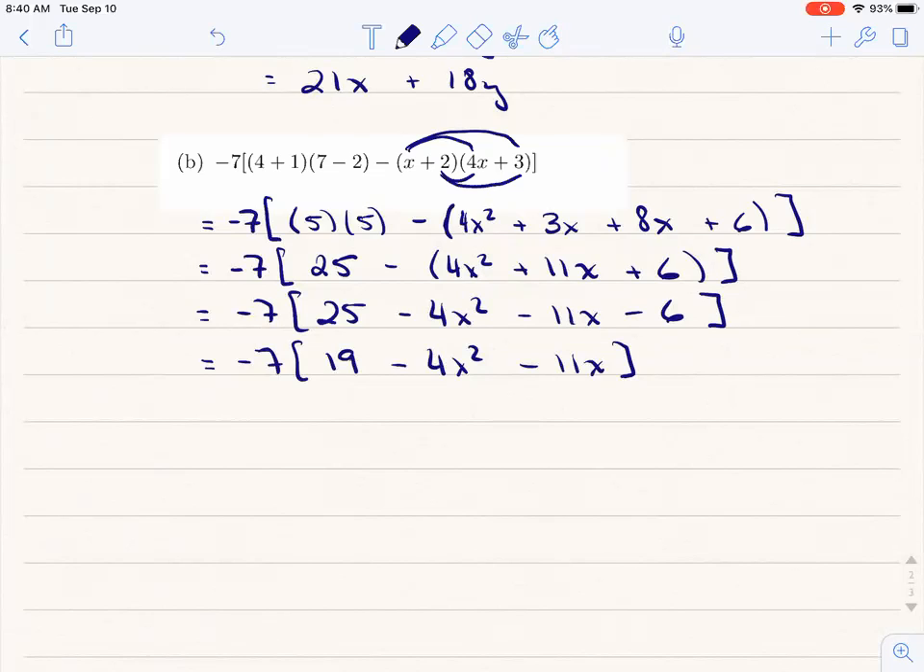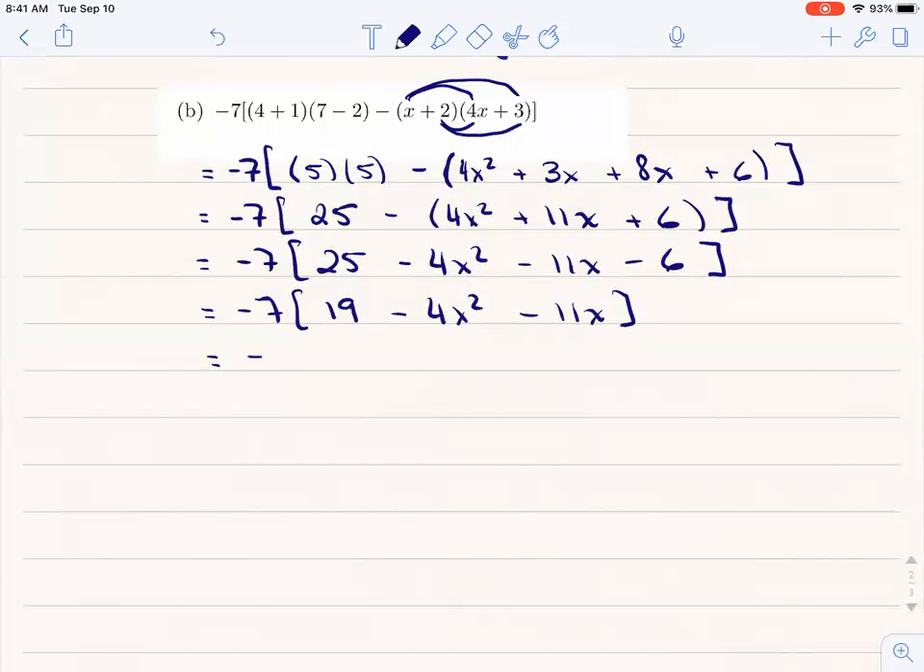So now there's nothing else I can do inside the brackets, right? So now I can bring this -7 in, just making sure that you pay attention to the negative. So -7 times 19 is -133. -7 times -4x squared is plus 28x squared. And -7 times -11x is plus 77x. That's the end of it.